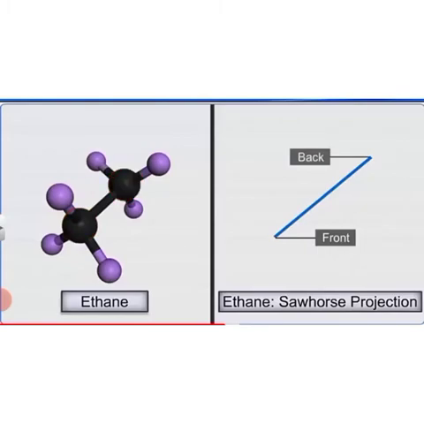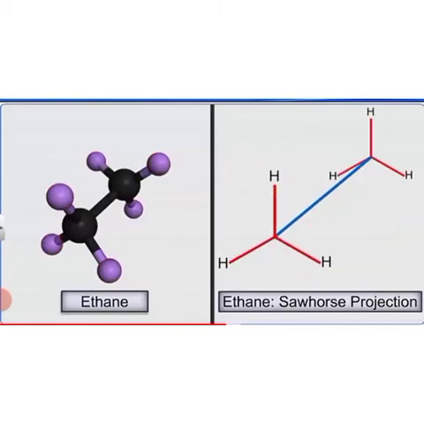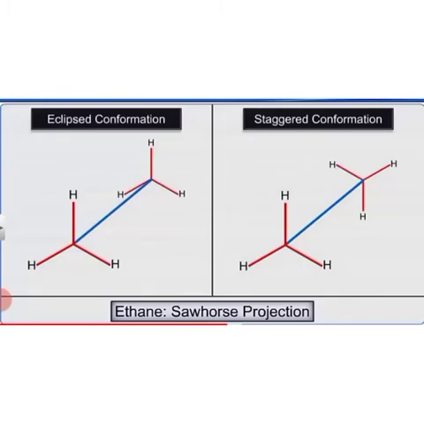Each carbon has 3 hydrogen atoms attached to it. These bonds are shown with the help of 3 lines attached to the carbon atom. These are inclined at an angle of 120 degrees to each other. Using Sawhorse projection, the 3-dimensional structure of the eclipsed and staggered conformations can be easily visualized.